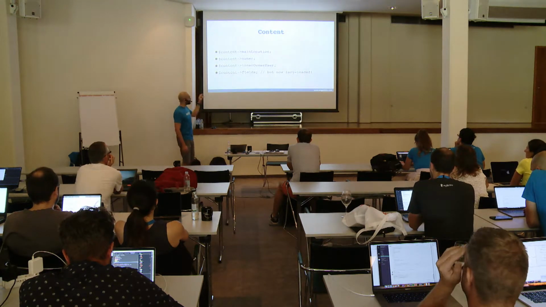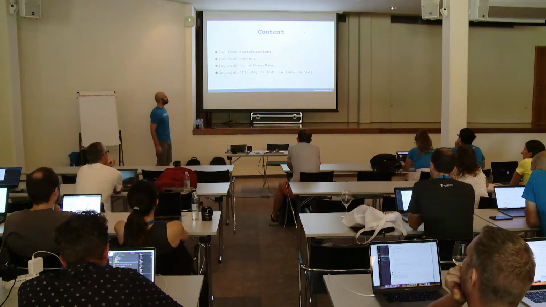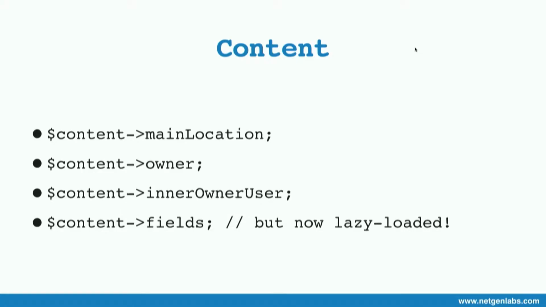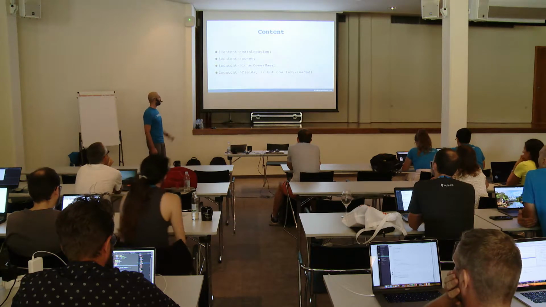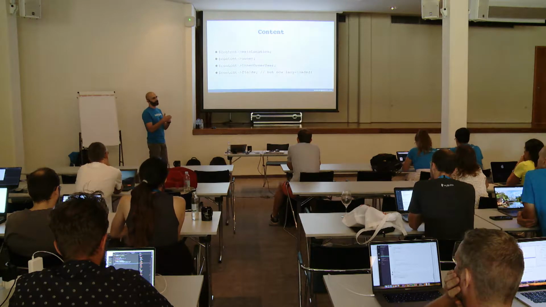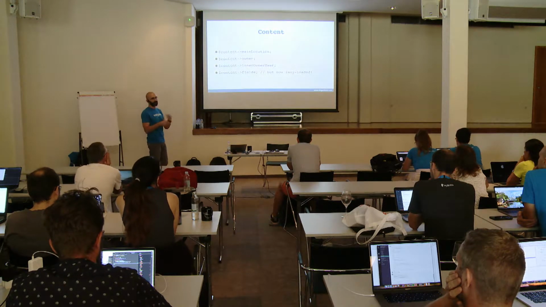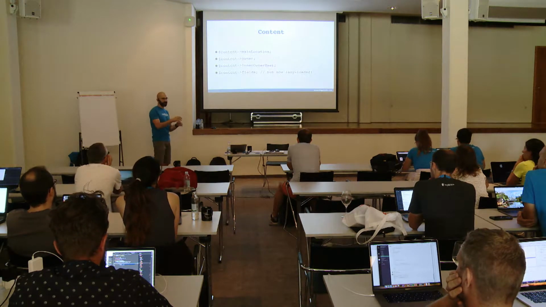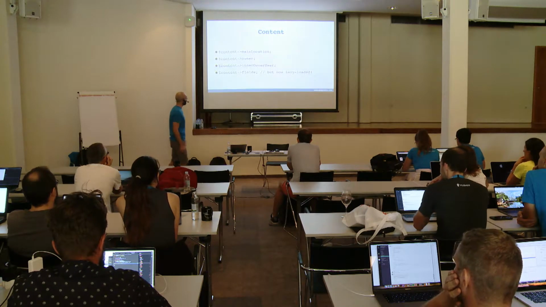I will only show new stuff in comparison to what I already showed before. So for example, on content, you got main location. You could access it directly. It was lazy loaded on access. Content owner, inner owner user from the repository, and also fields became lazy loaded. So content now behaved like a content info until you accessed the fields. Then they suddenly were transparently loaded in the background and made available.